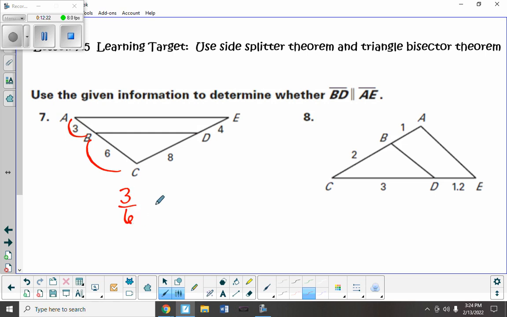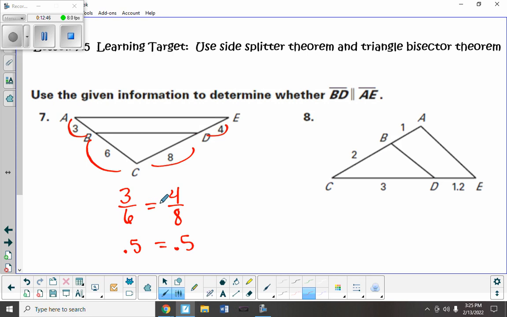You could look at the ratio of this side, look at the ratio of this side, 3 to 6 and 4 to 8. So a few ways you could do that. You could say, what does this ratio 3 over 6 equal? It equals 0.5. What does this one equal? It equals 0.5. They're equal, so that means the ratios are equal to each other. So yes, it's a proportion.